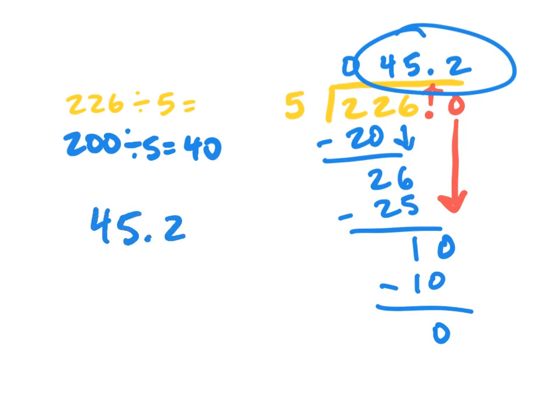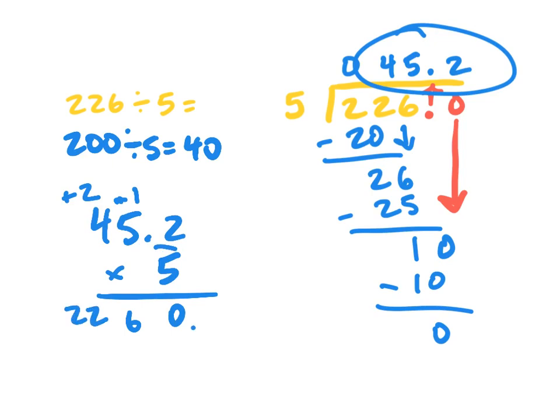And if I did a quick inverse operation, multiplying 45 and 2/10 times 5, looks like 2,260, but I have to add the decimal back, which gets me back to 226, so that checks out.